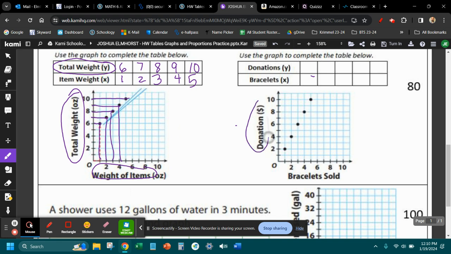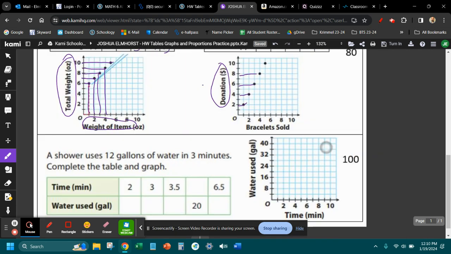So it looks like this one is doing the output first. Looks like 2, 4, 6, 8. So go ahead, fill that table out. And then down below, a shower uses 12 gallons of water in 3 minutes. How much water does it use in 1 minute?